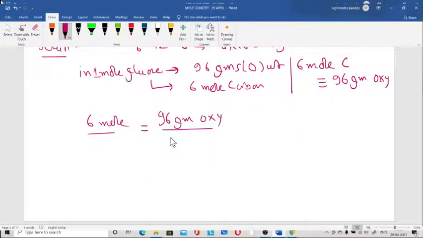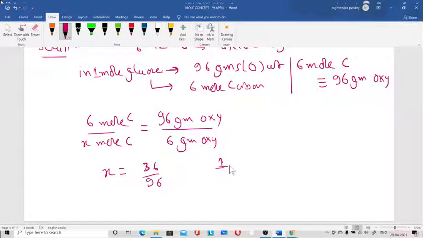So 6 gram oxygen will have x mole of carbon. Okay, this one. So what will be the x? 36 by 96. That is your x, and this is your x mole carbon. Okay, see, now you have to find the atoms.